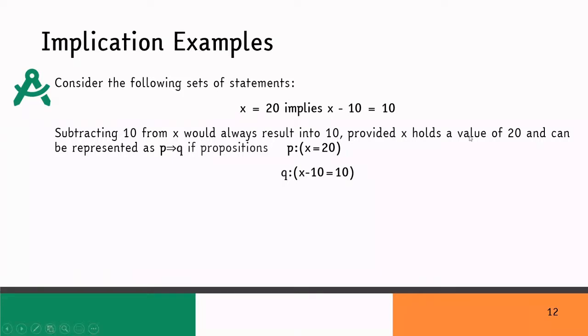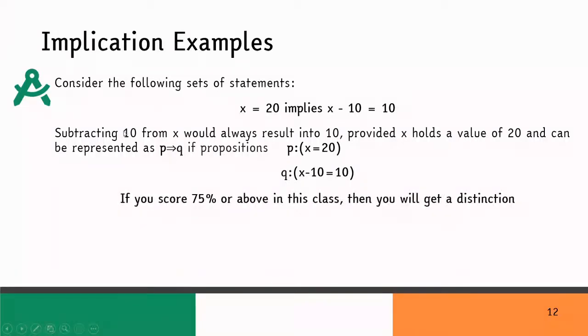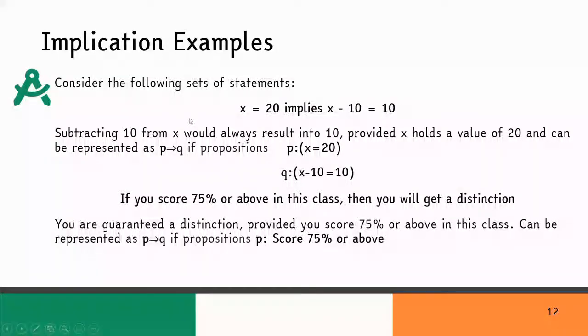Let's consider another statement. If you score 75% or above in this class, then you will get a distinction. This is a straightforward implication sentence composed of an if-then structure. We can represent the same in the notation of P implies Q, where P is scoring 75% or above and Q means getting a distinction.